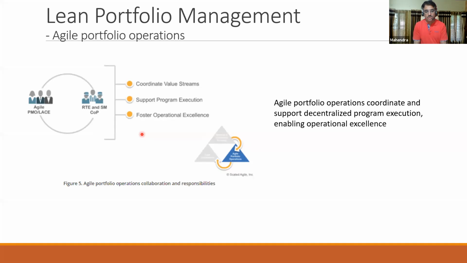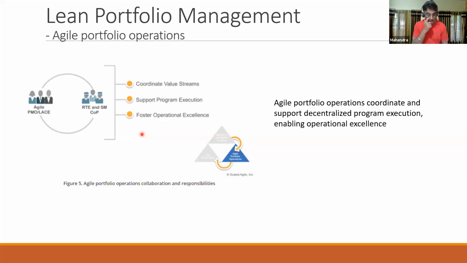Then we talk about portfolio operations. Any organization will have operational overrides as well. In the erstwhile world, we did have the PMO function, the project management office. Here we are talking of agile PMO. It is not just a change of name. The way we operate is also different.